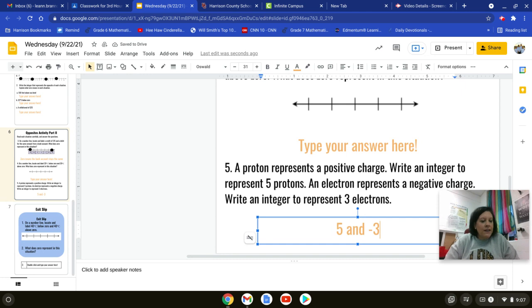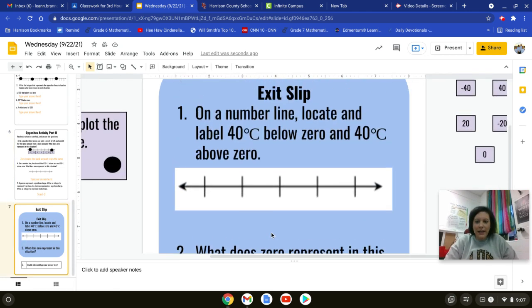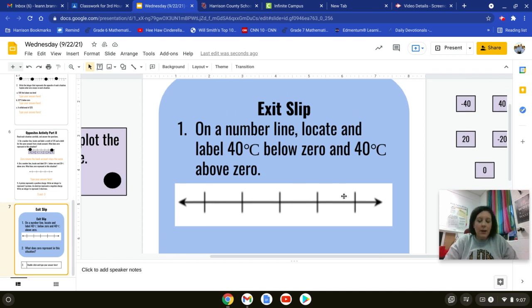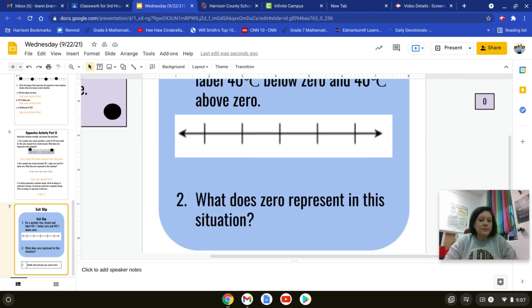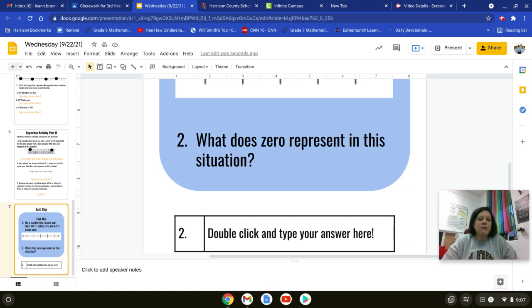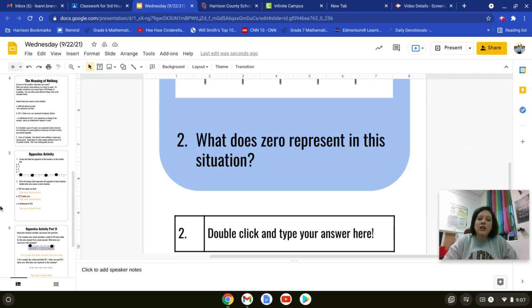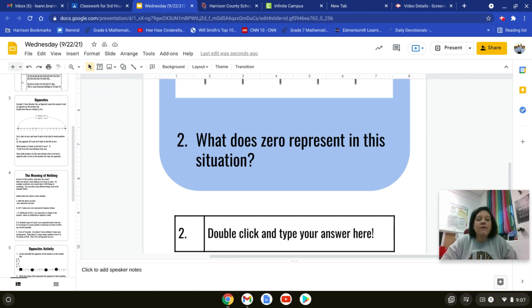All right. And then finally, you have an exit slip for today. So I will be grading this to make sure that you're picking up what I'm throwing down. Can you make the number line? And then in terms of this problem, what does 0 mean? Again, all of that information is up here on slides 3 and 4, being able to locate those on the number line, create your number line, and all that stuff.